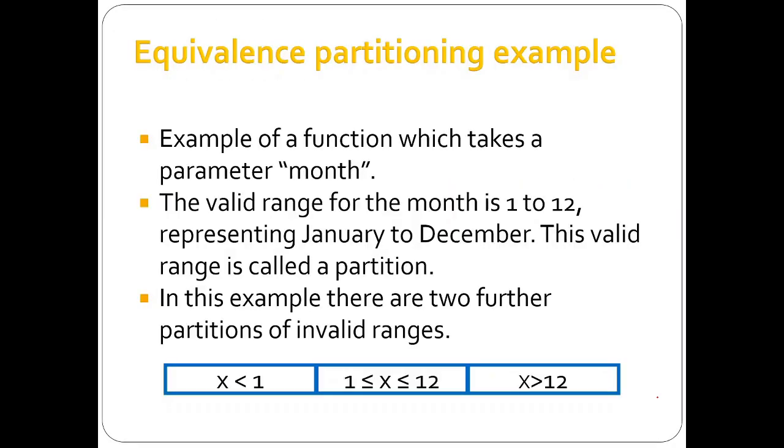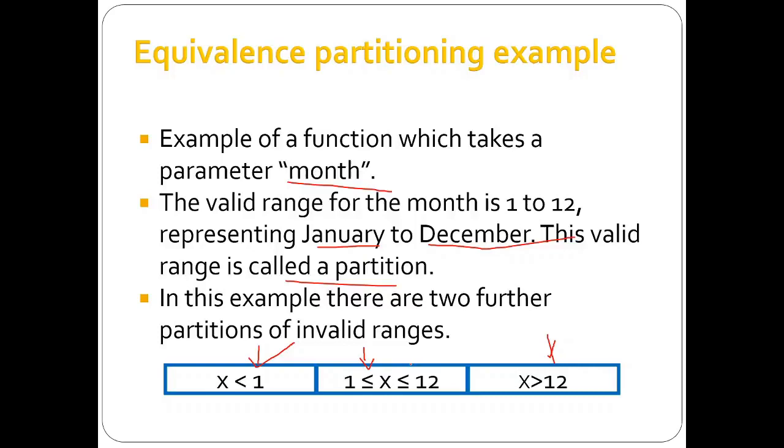Another example we'll see. Now there is a field where you are going to accept a month. So how many months are there in total? 1 to 12, that is from January to December. So you are going to enter the number of the month, and this valid range is called a partition. First of all, you need to identify the partitions, how you are going to make the valid partition and invalid partition. So this is our valid partition, and this is an invalid partition, and even this is an invalid partition.